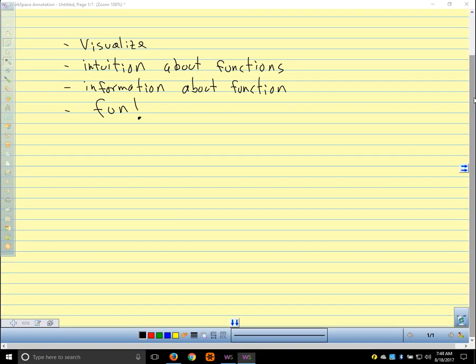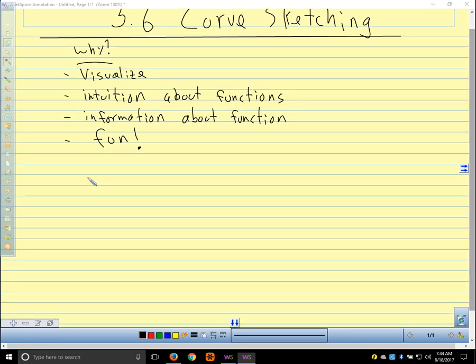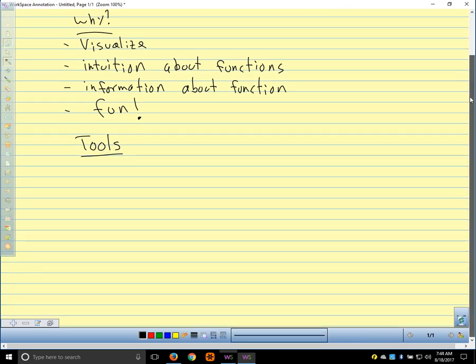Now, one of my goals for this first bit is not that we're going to be experts at sketching curves, but that we're going to get back into practice of doing some math, taking derivatives, doing some algebra, remembering some stuff about how these things work. So I'm going to say why, up here, why we do these things. Our tools. We have a large toolbox at this point after the amount of algebra and calculus that we've studied.